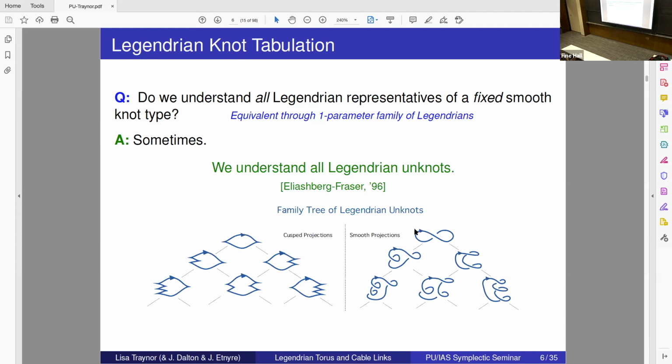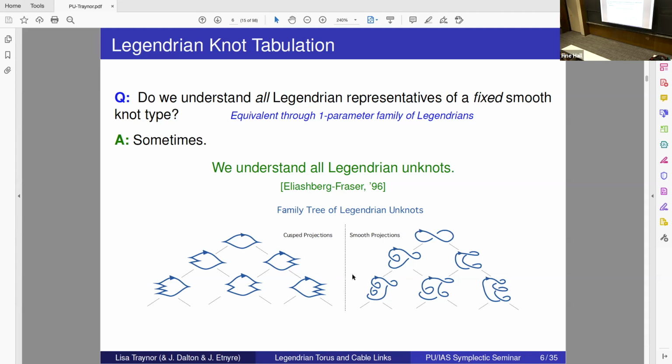For example, we understand all Legendrian unknots. This is kind of funny to me. We've only really understood Legendrian knots for about 25 years, and it's basic stuff, like the basic knot shape, the unknot, right? This is due to Eliashberg and Fraser.